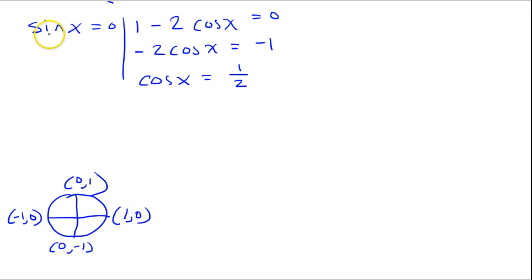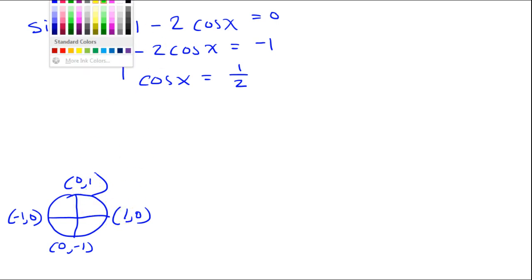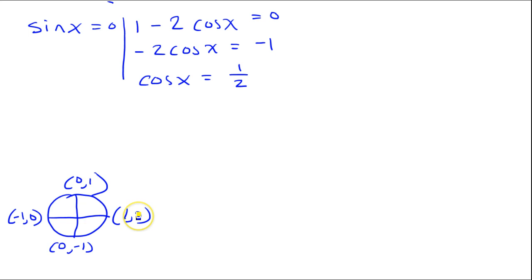Okay, sine is a y value. So where is the y value equal to 0? The y value is going to equal 0 here and here. So that gives me two solutions so far. Alright, so far I've got x is equal to 0 and pi. These are the two angles where it's happening, 0 and pi.